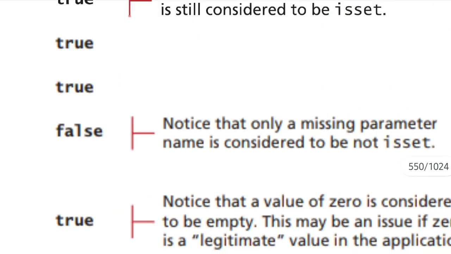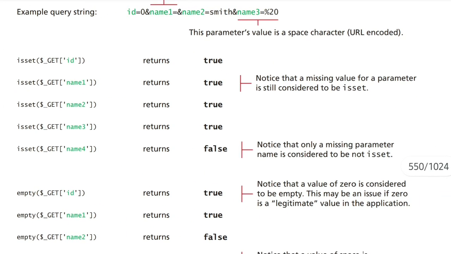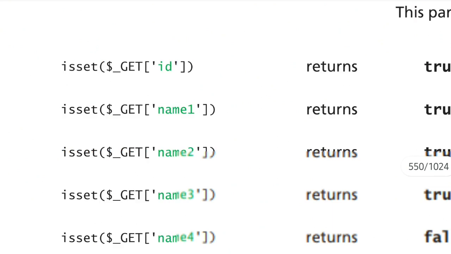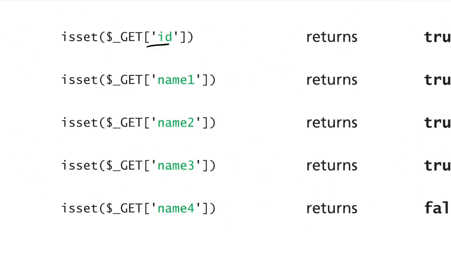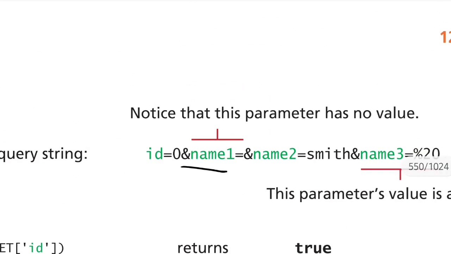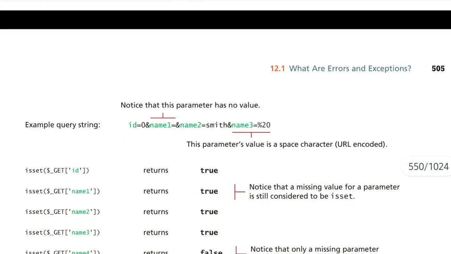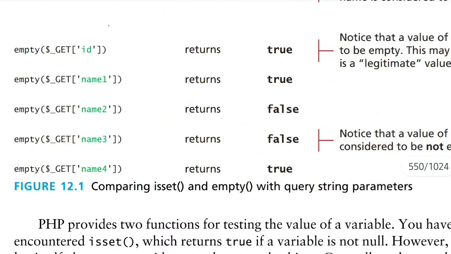That is an error. To check that, we can use isset to see if the ID is set or not. If the ID is set, it will return true. If it is not set, it will return false. In the URL, it will check if those things are set or not. The same goes for empty, it will check if it is empty or not. By using these two functions, you can check if the URL is valid or not.